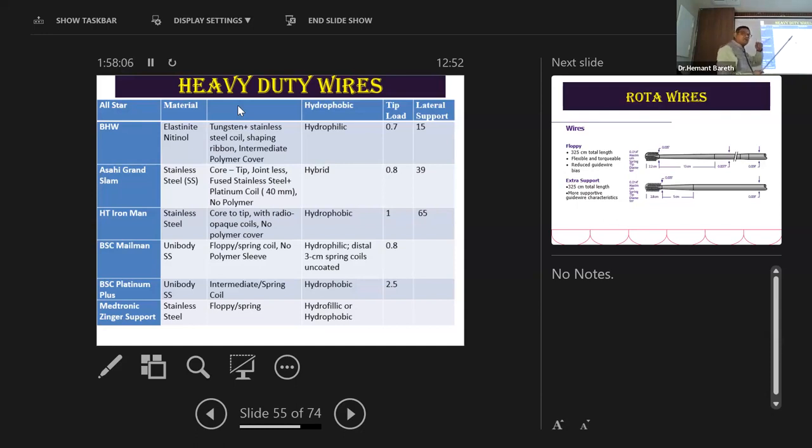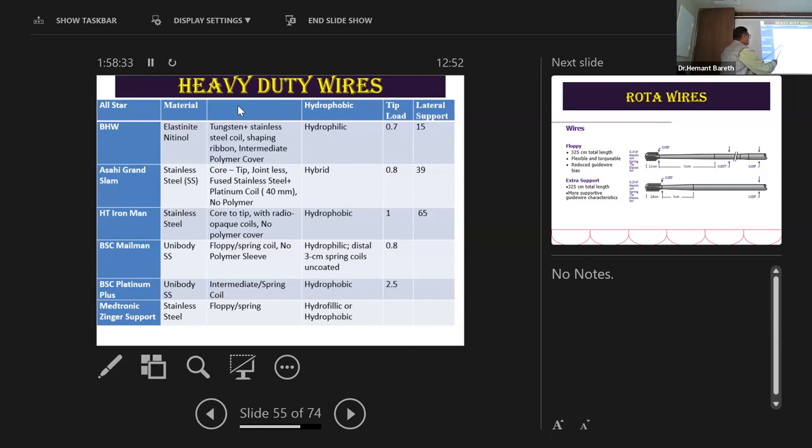So this was the wire that we use in tortuous lesions also, because it has a balanced heavyweight and a low tip load, or a floppy tip load. But then, aside from this, Grand Slam, again tip load 28, which happens to be 39. Iron Man, as I said, more than 50, 65 lateral support, and a tip load of 1, and a hydrophobic wire. Core to tip, so that you can transmit your force and you can transmit everything.